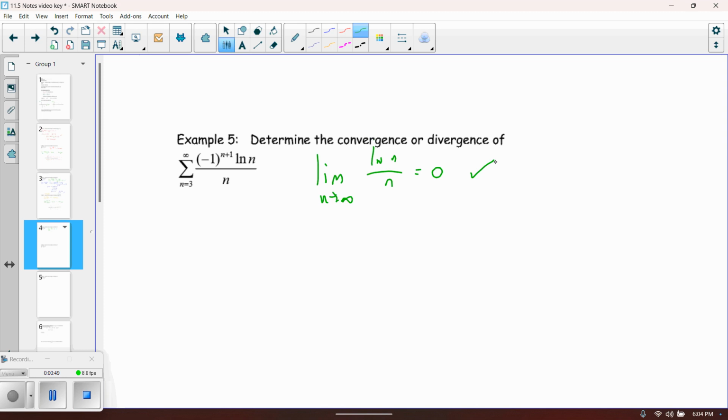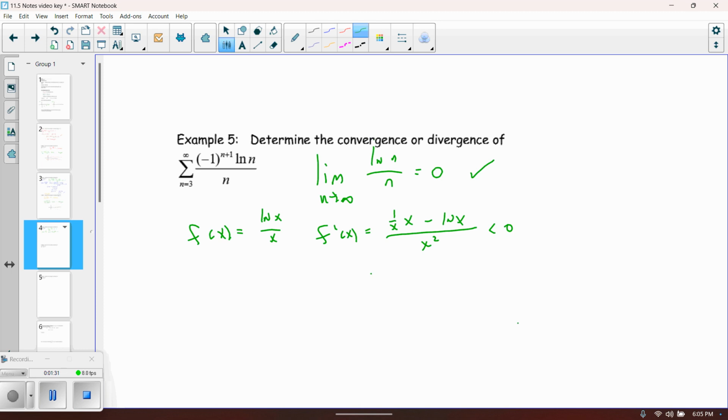And then we'd have to show that this is decreasing. Since both the numerator and the denominator increase, we need to actually show it by creating a function. So f of x here would be the natural log of x over x. We're going to take the derivative to show the decreasing portion. So that's going to be, let's see, the derivative of the numerator is 1 over x times the denominator, which is x, minus the derivative of the denominator, which is 1, times the numerator, which is the ln of x, all over x squared. And we want that to be less than 0.